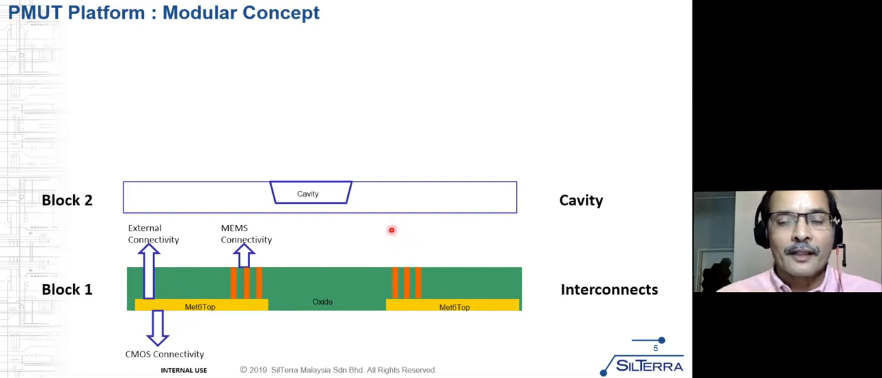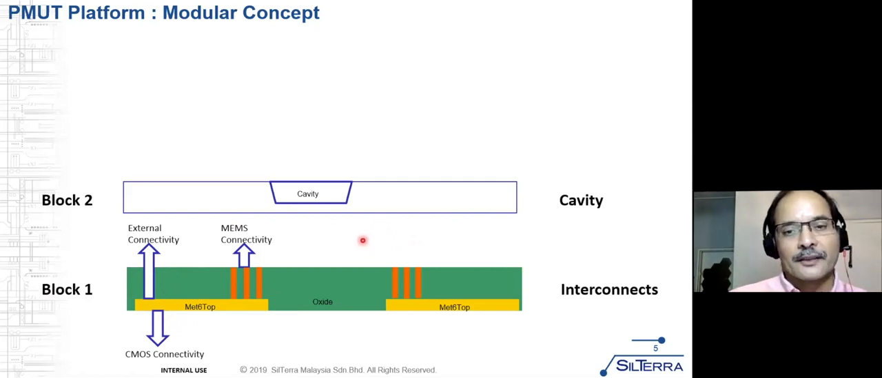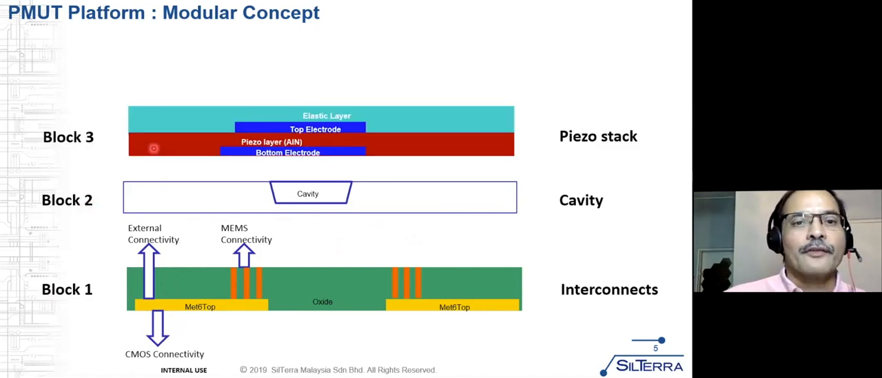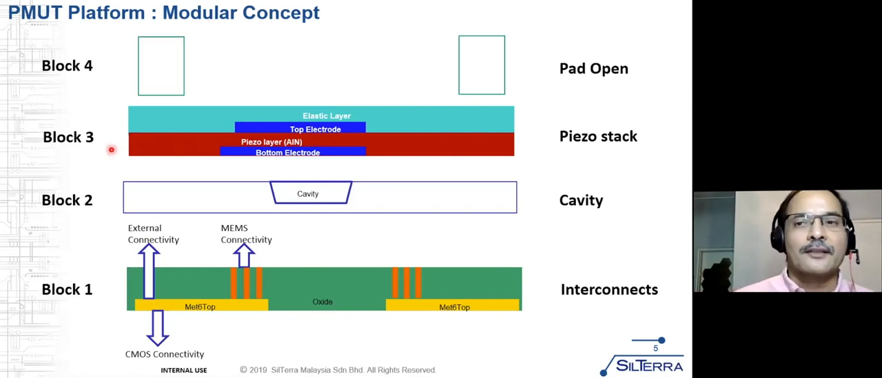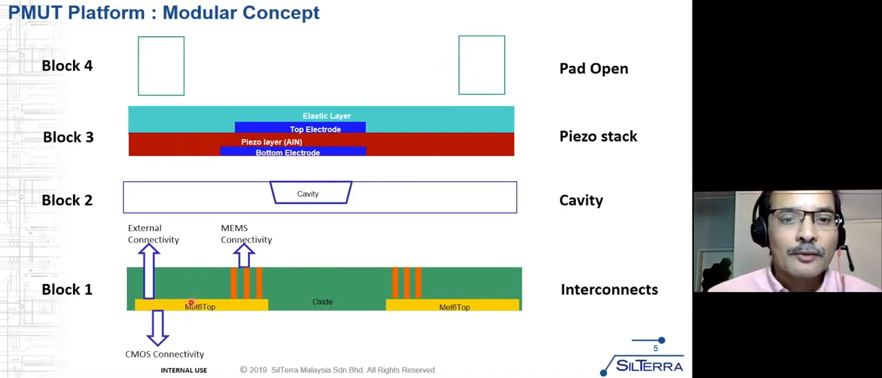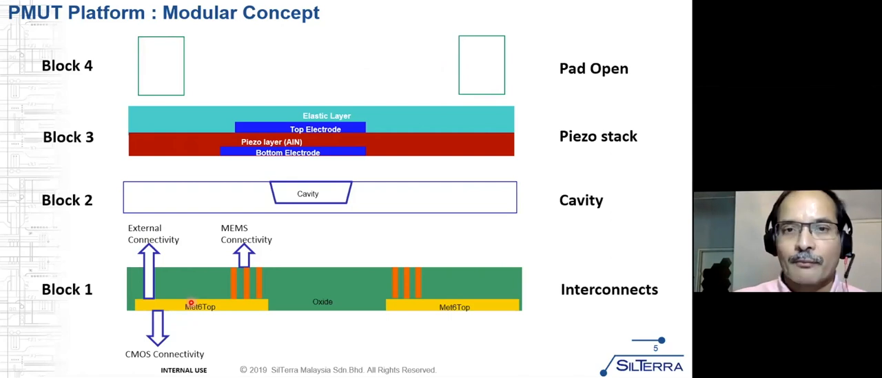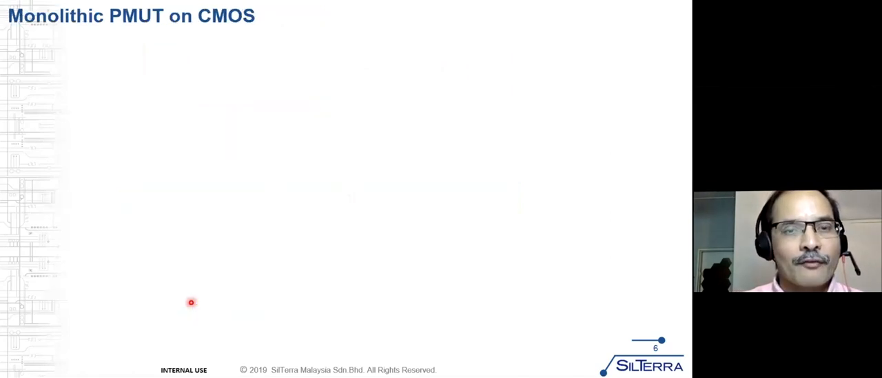For the PMUT devices, the cavity is a key part of the device function. So we form the cavity and we call this block 2. Then in block 3, we form the so-called piezo stack, which is the bottom electrode, the top electrode, the piezo layer, and the elastic layer. This we call block 3. The last one is block 4, which is pad open, to open the pads to the external world. Using these 4 blocks, we have the ability to build different devices.